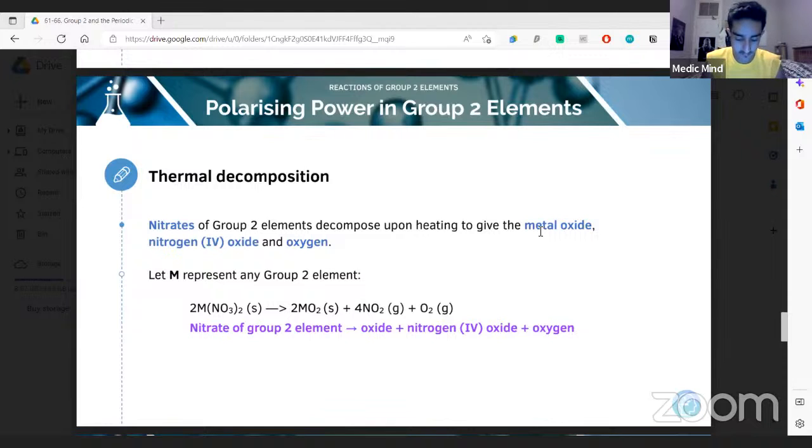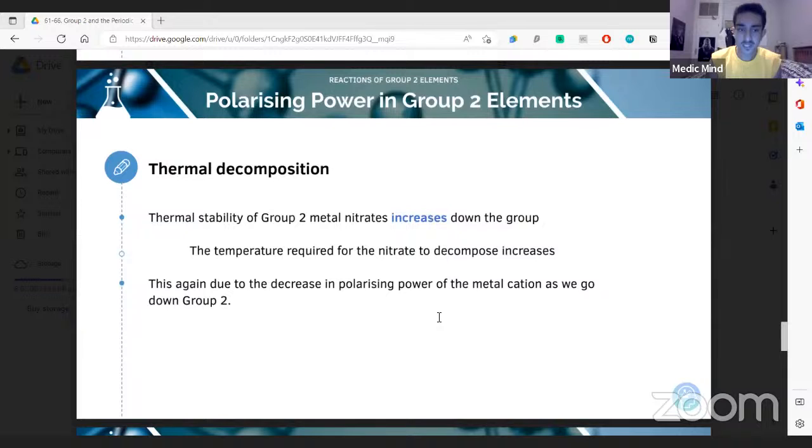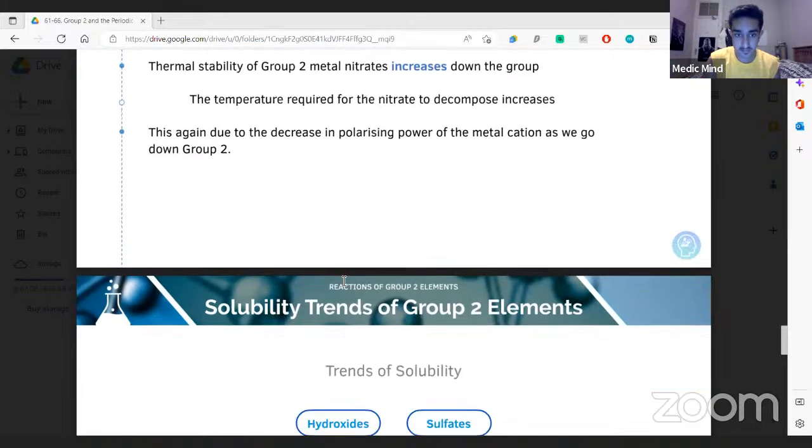So that's really important to know. And again, this also increases down the group. The temperature needed to do this also increases down the group because there's a decrease in polarizing power.